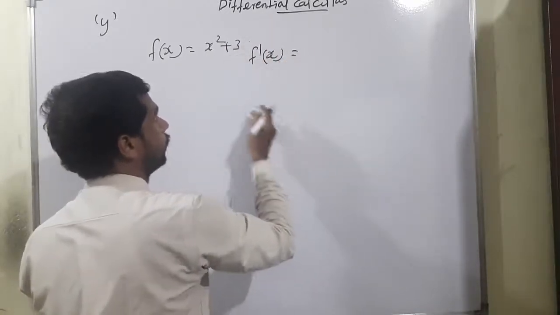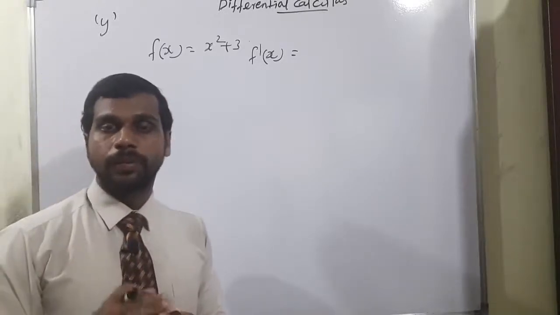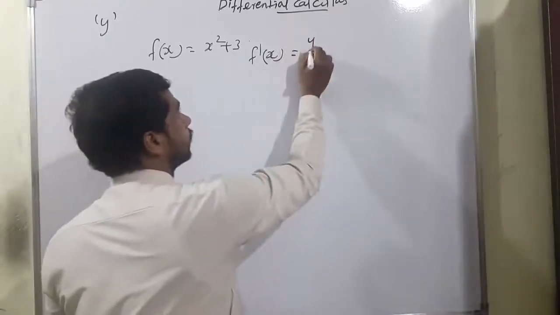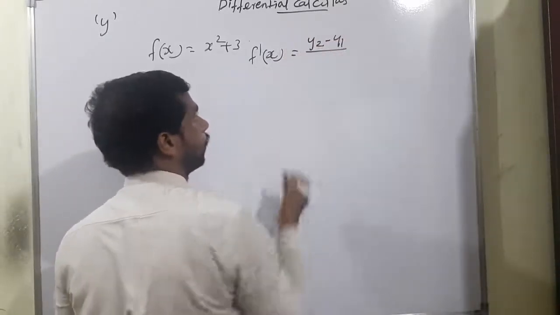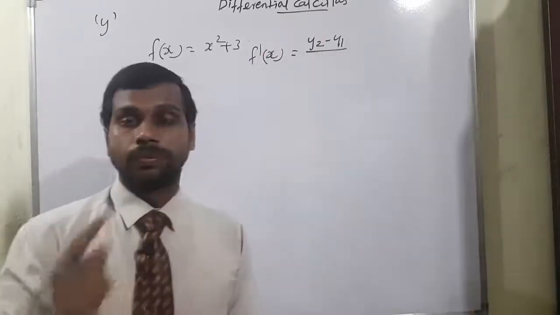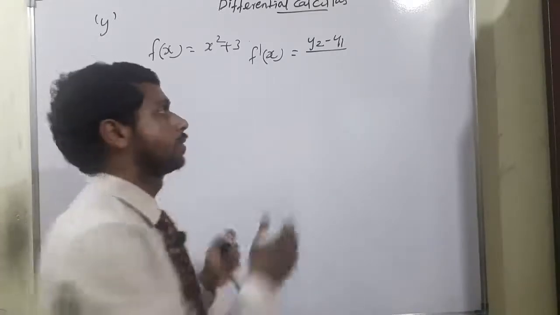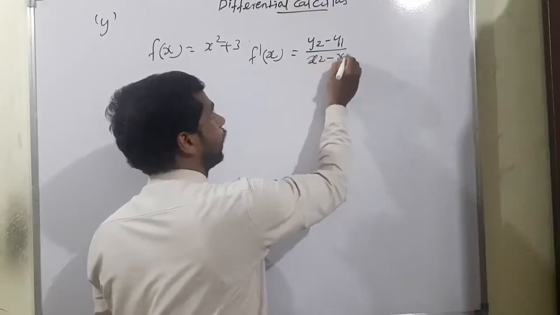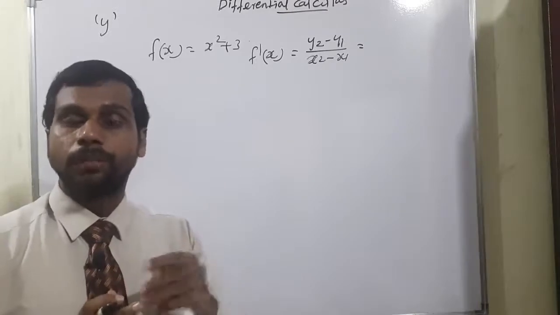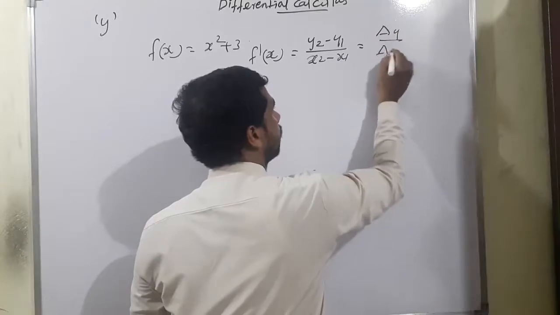f dash of x is the change in the y value. That is why I told you the starting definition: the rate at which the value of y changes with respect to the variable x. So y means y2 minus y1, and x means x2 minus x1. Simply, the change of the y value divided by the change of the x value. Therefore we can write it as del y divided by del x.